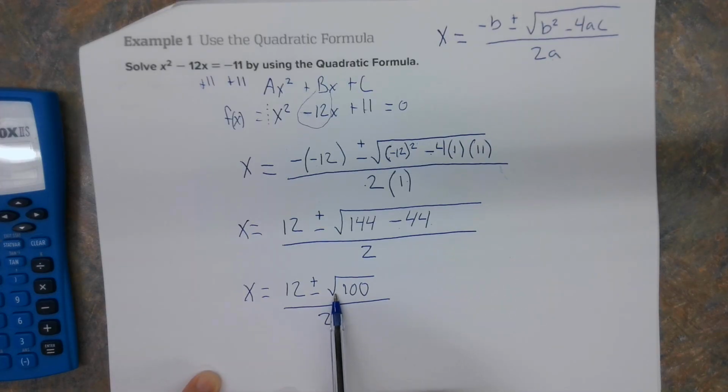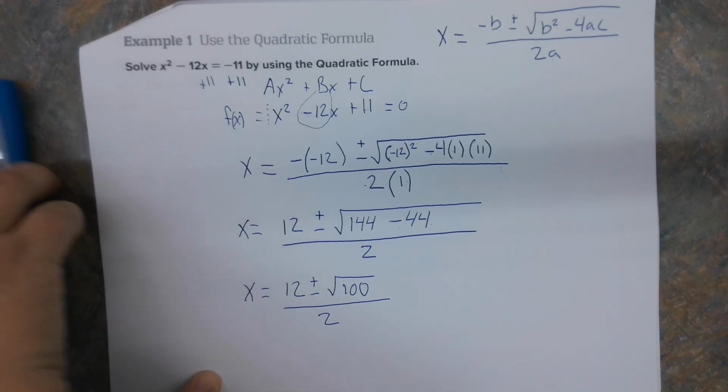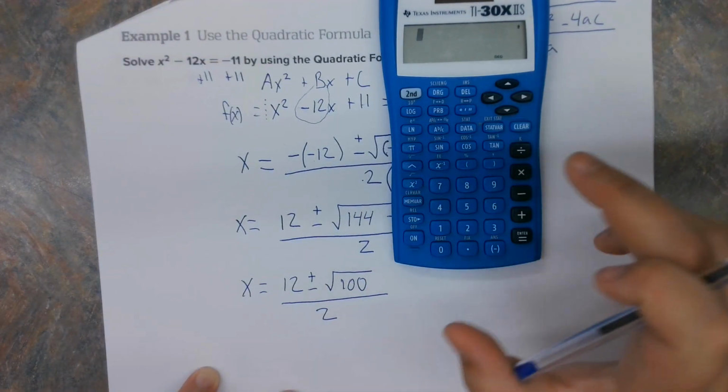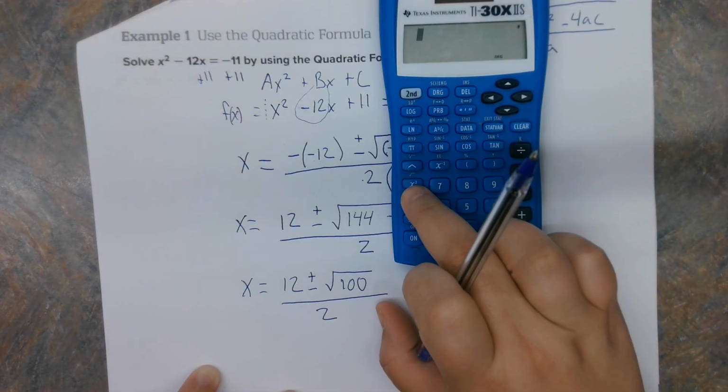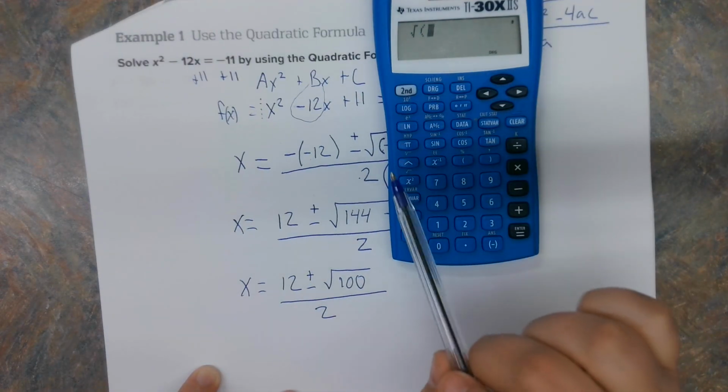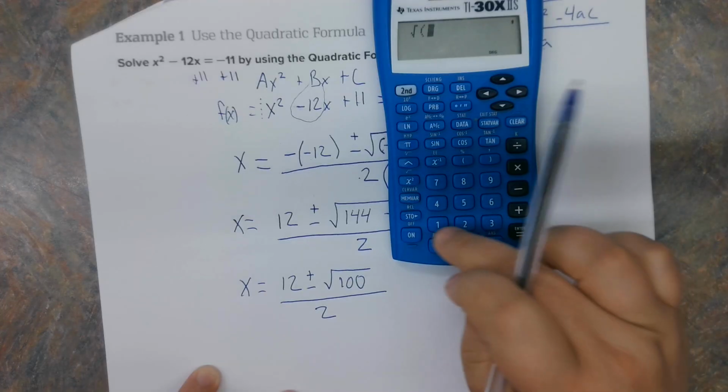What is the square root of 100? I know that one in my head, but if you don't know, you're going to press your square root button, which on this calculator is above there, so we're going to press second, then that symbol. It's right here. I'm going to put 100.